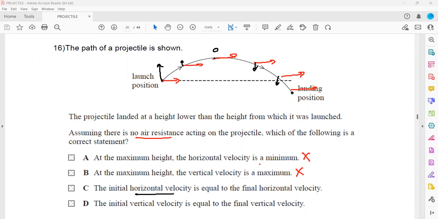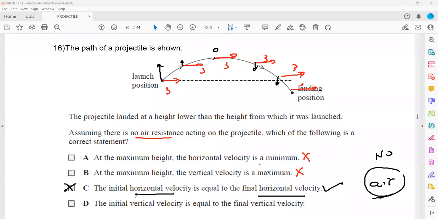Initial horizontal velocity is equal to final horizontal velocity. That's true, because there is no air resistance to oppose the motion. That's why at any point the horizontal component, if this was 3 here, it will remain 3 throughout. It does not change.